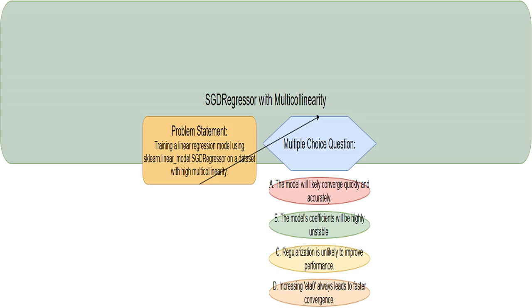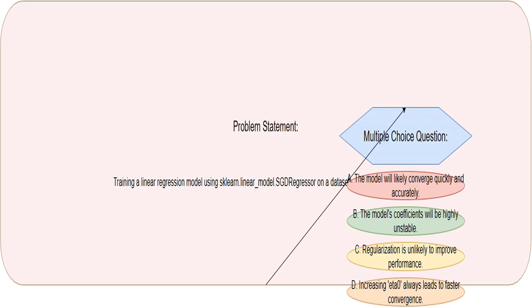I'm using the SGDRegressor algorithm, which is a type of linear regression. But I have a problem. My data has a lot of multicollinearity, meaning my features are highly correlated. This will affect how accurately and reliably I can estimate model coefficients. I'm trying to train a linear regression model using SGDRegressor with data that has lots of correlated features. I want to understand how this multicollinearity impacts the model.